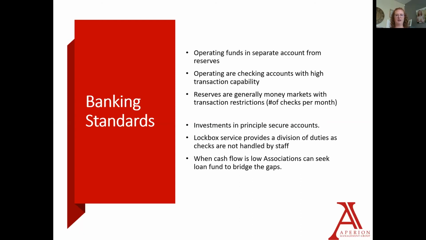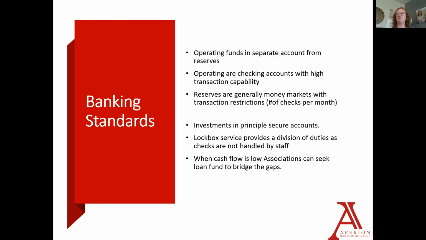Your operating checking account is a high transaction account, so it has the ability to write as many checks out of it as possible. What that means is it's generally the lowest interest earning account. And your reserves are generally in a money market account, which has a restriction on the number of checks that we cut out of there per month.